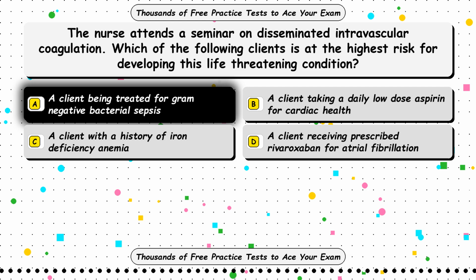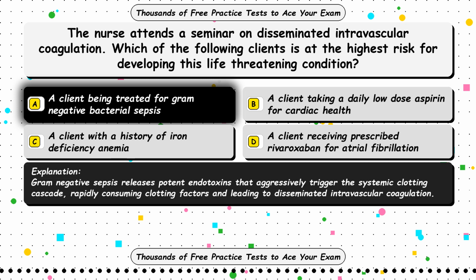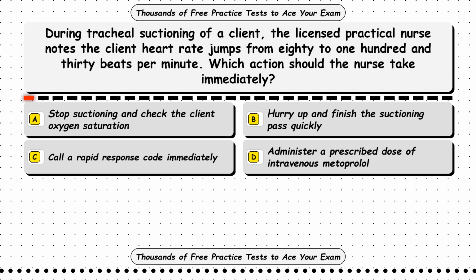The correct answer is option A. A client being treated for gram-negative bacterial sepsis. Gram-negative sepsis releases potent endotoxins that aggressively trigger the systemic clotting cascade, rapidly consuming clotting factors and leading to disseminated intravascular coagulation.